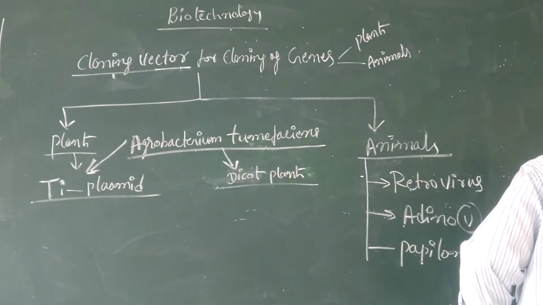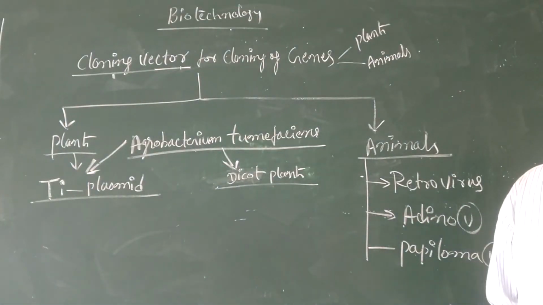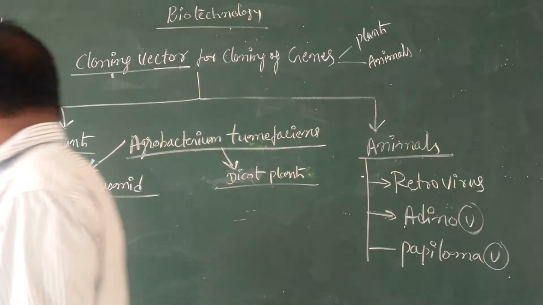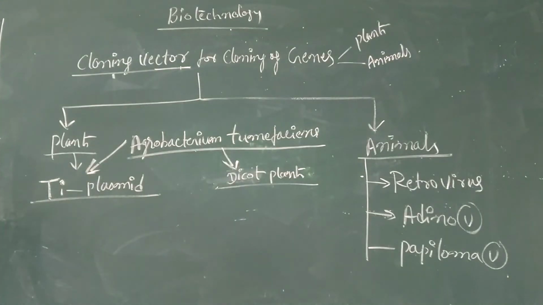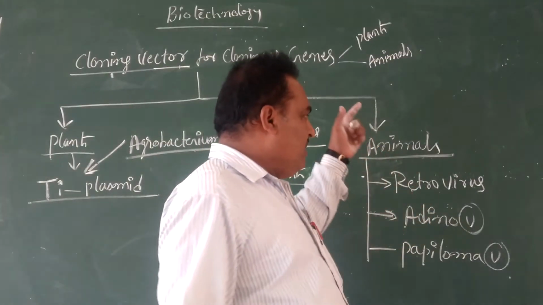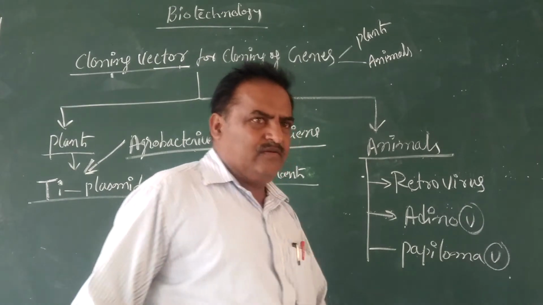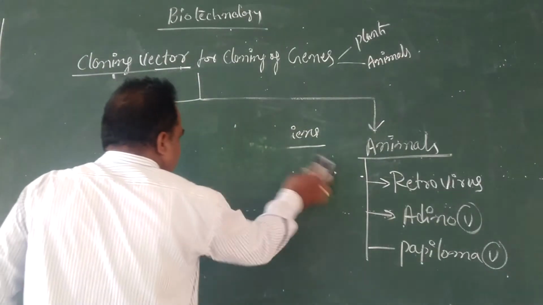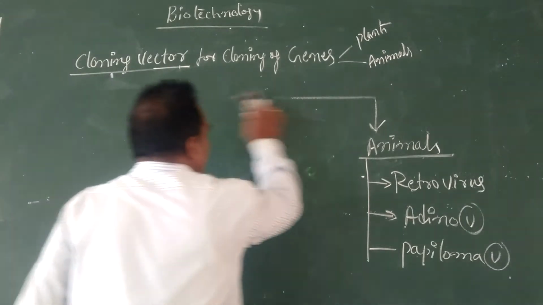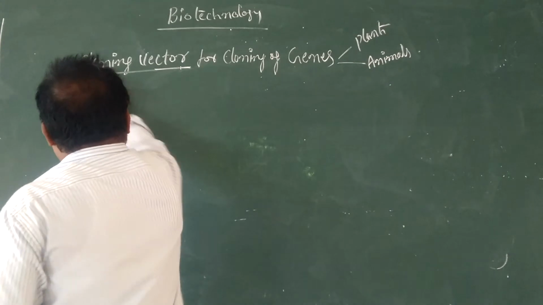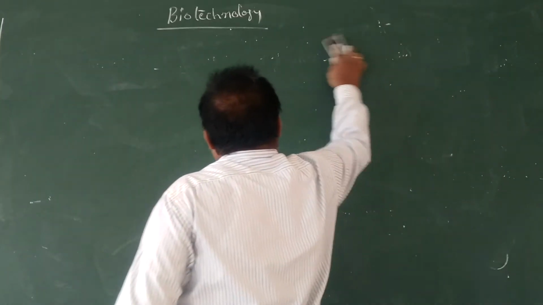In gene cloning, in both plants and animals, different vectors are used. Plasmids are used for plant gene cloning, and viruses are considered cloning vectors for animal gene cloning.